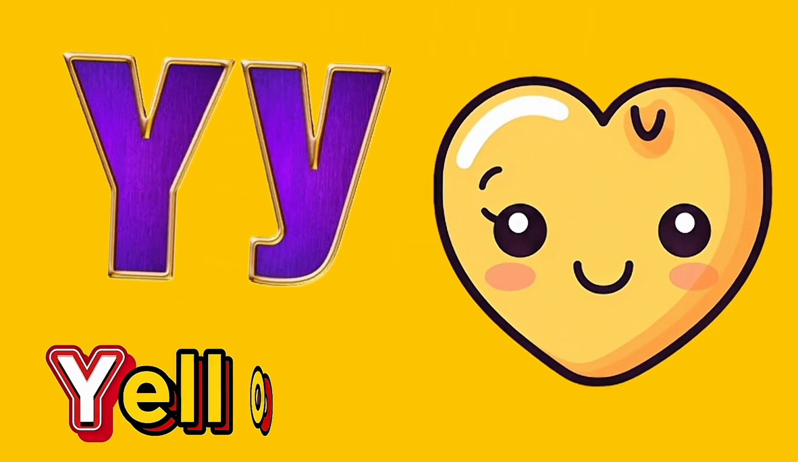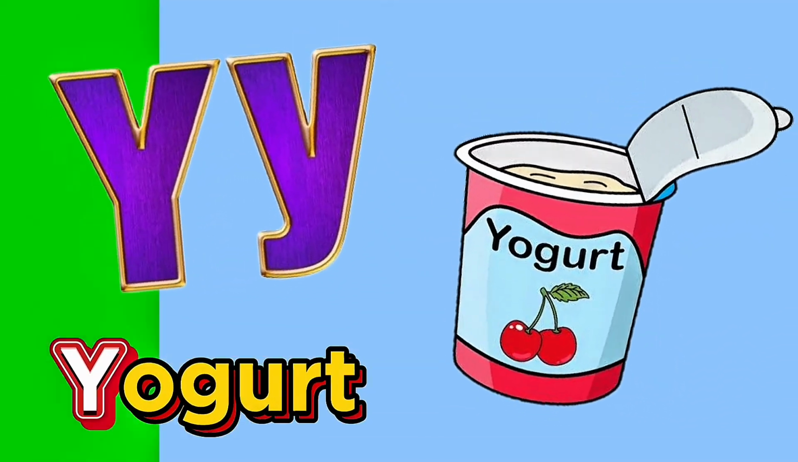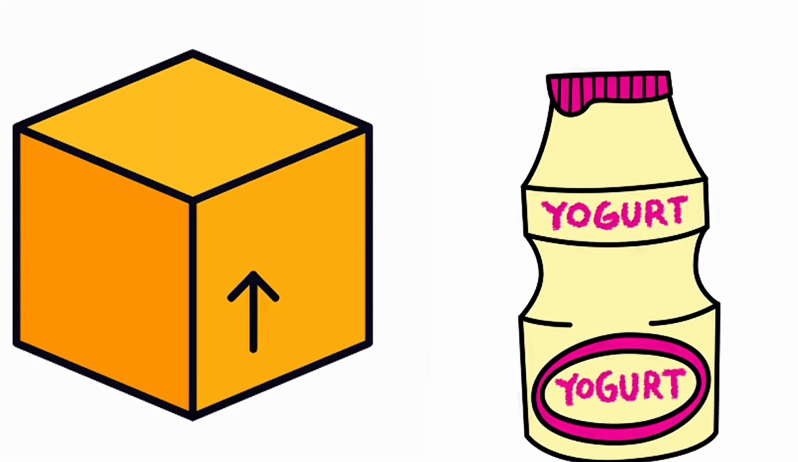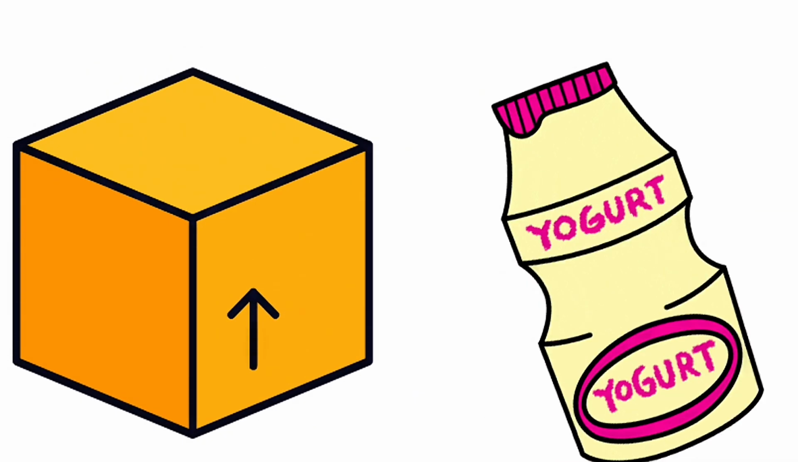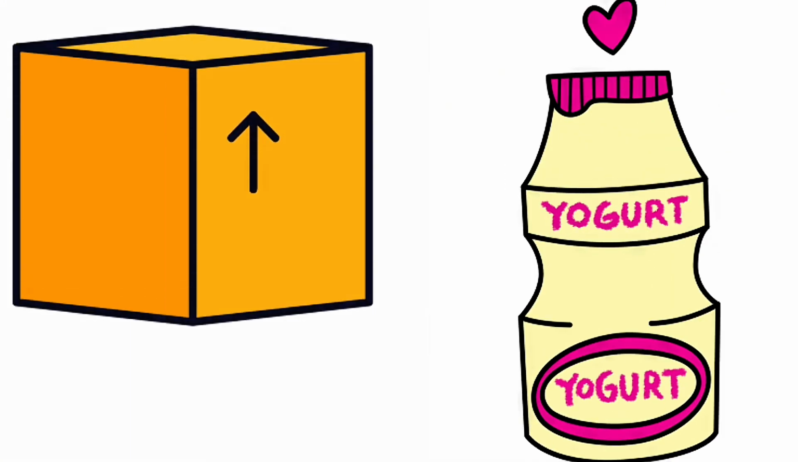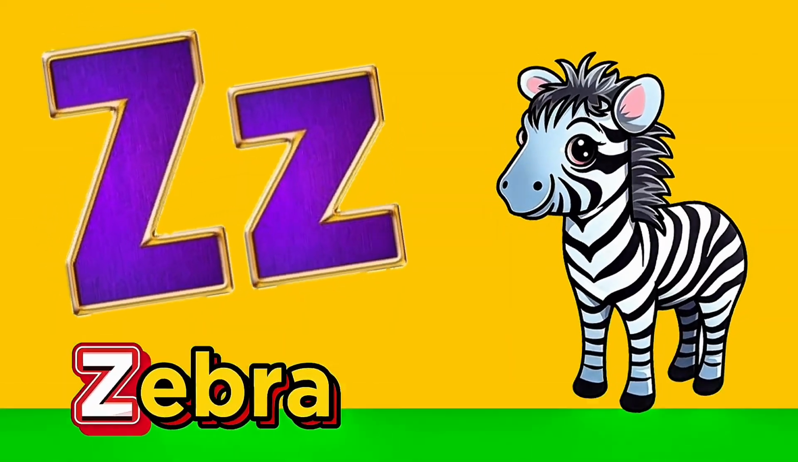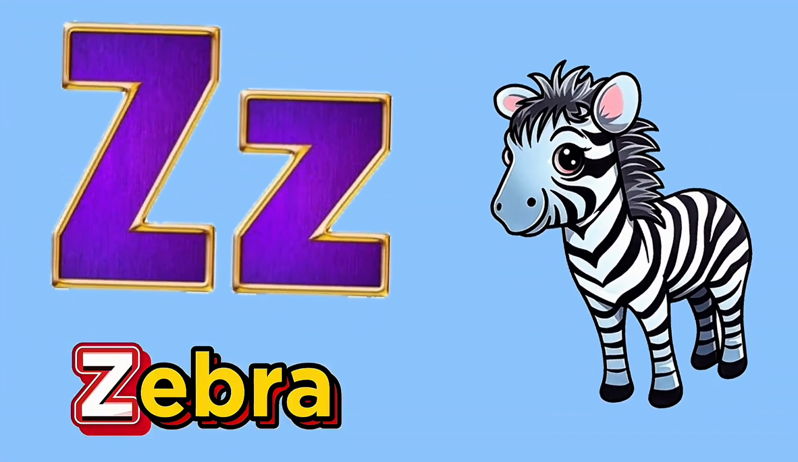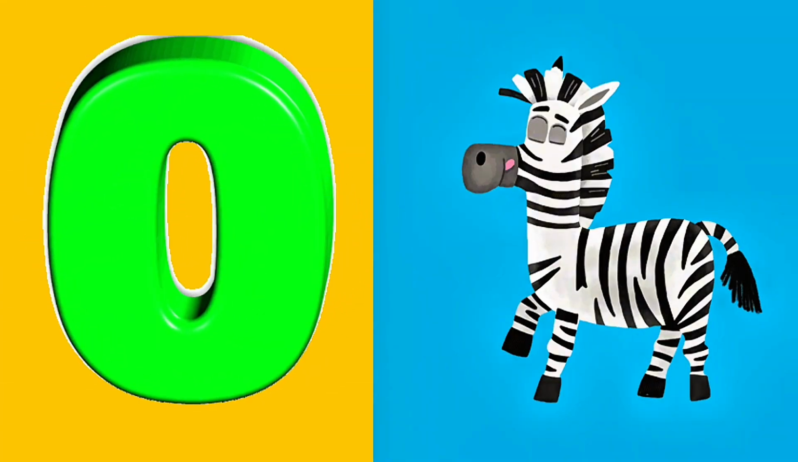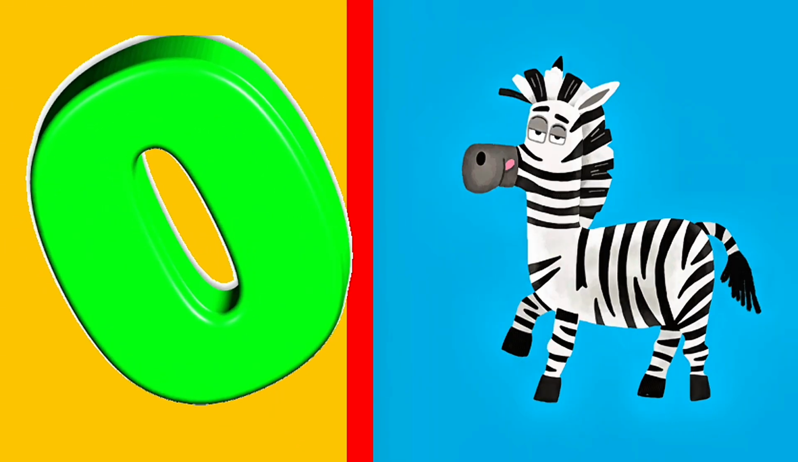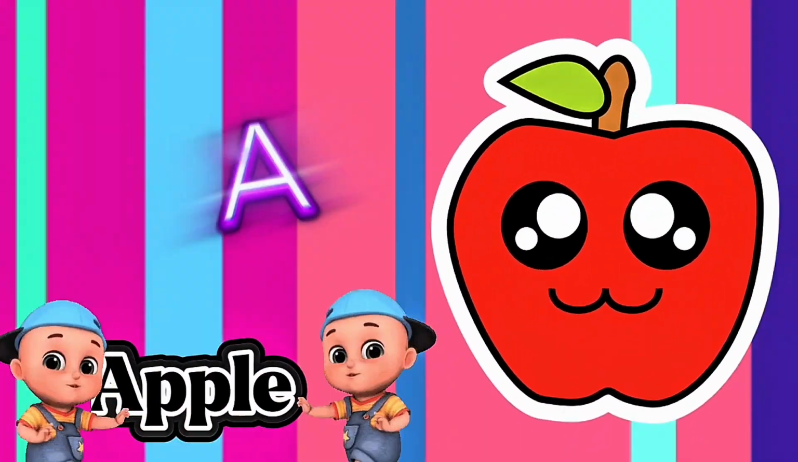Y is for yellow. Yellow. Y is for yogurt. Yogurt. Y is for yellow. Y is for yogurt. Z is for zero. Zero. Z is for zebra. Zebra. Z is for zero. Z is for zebra.